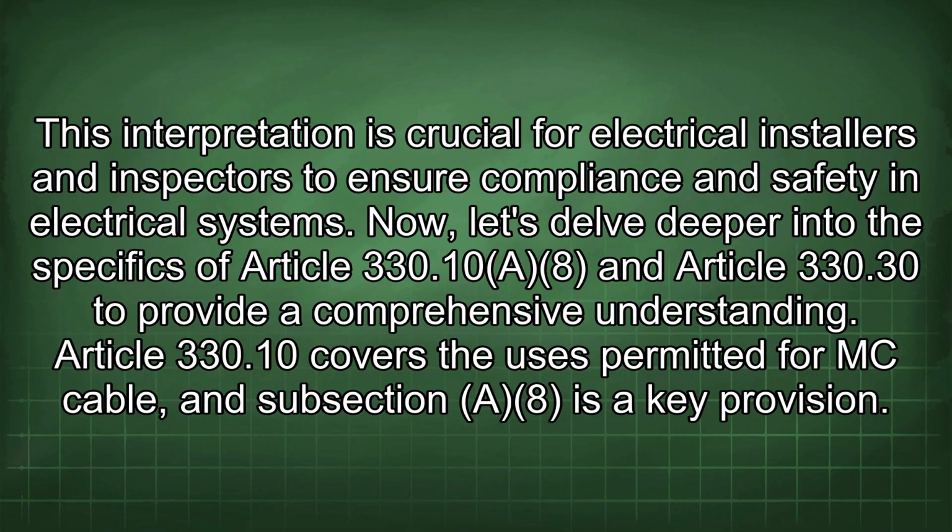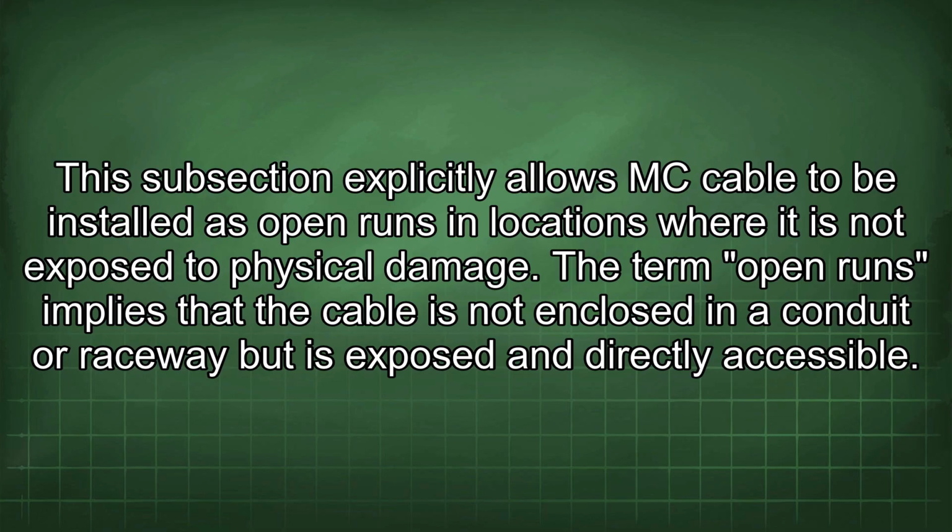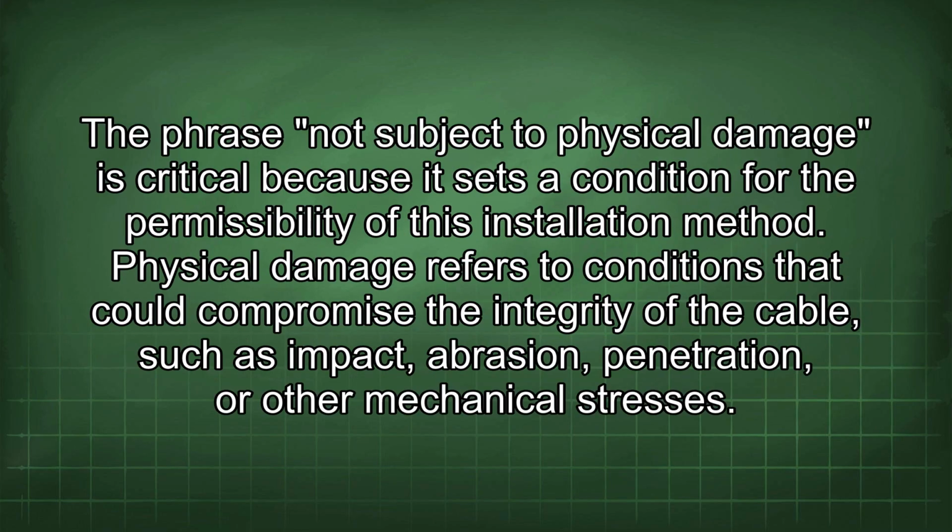Now, let's delve deeper into the specifics of Article 330.10(e)(8) and Article 330.30 to provide a comprehensive understanding. Article 330.10 covers the uses permitted for MC cable, and subsection E8 is a key provision. This subsection explicitly allows MC cable to be installed as open runs in locations where it is not exposed to physical damage. The term open runs implies that the cable is not enclosed in a conduit or raceway but is exposed and directly accessible. The phrase "not subject to physical damage" is critical because it sets a condition for the permissibility of this installation method.